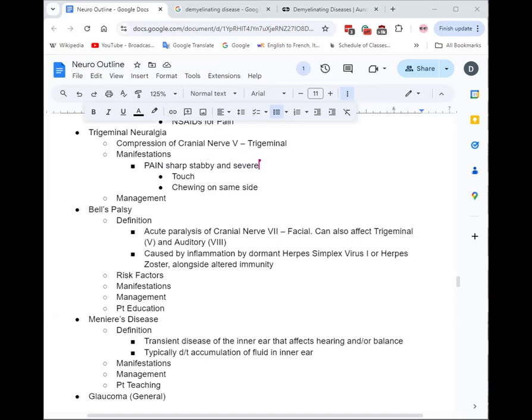I'm switching back and forth to make sure that I get everything that he would have wanted to put. I don't think he put it here.